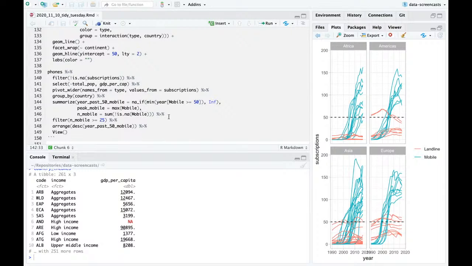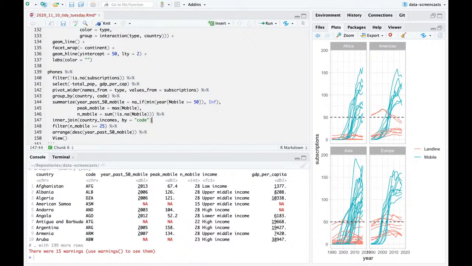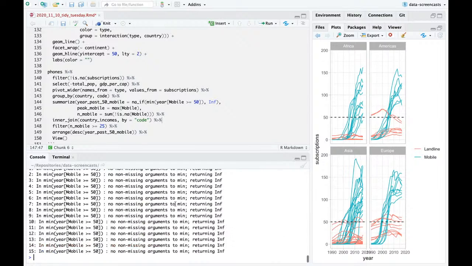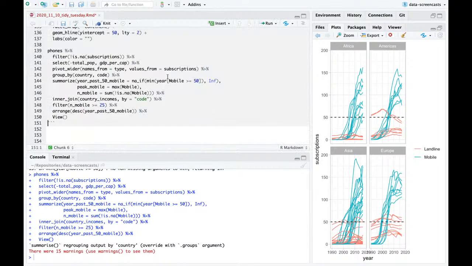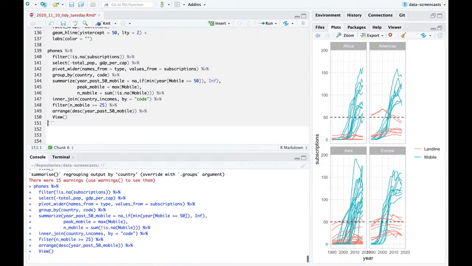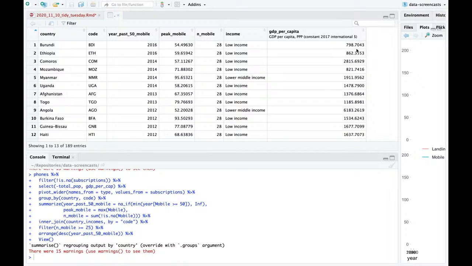What I can do now is I can say go by country and code, inner join income. Here we go. What are the warnings? Oh, right, we expected that. That's because I did this min. That's a neat little annotated column.